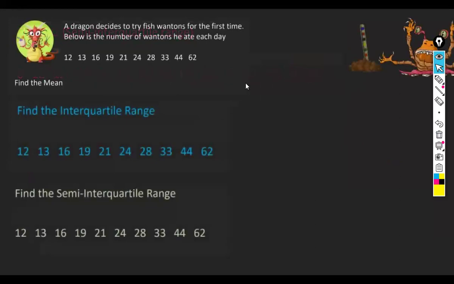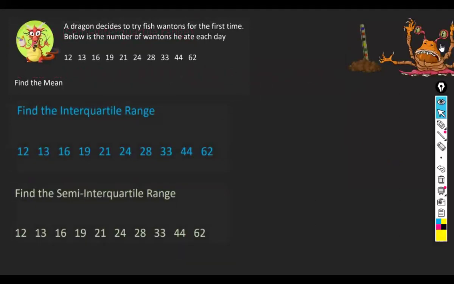All right, so here you guys have a practice question, right? Let's see what this is about. All right. A dragon decides to try fish wontons for the first time. Below is the number of wontons he ate each day. So you have 2 things to find for me. The interquartile range and the semi-interquartile range.